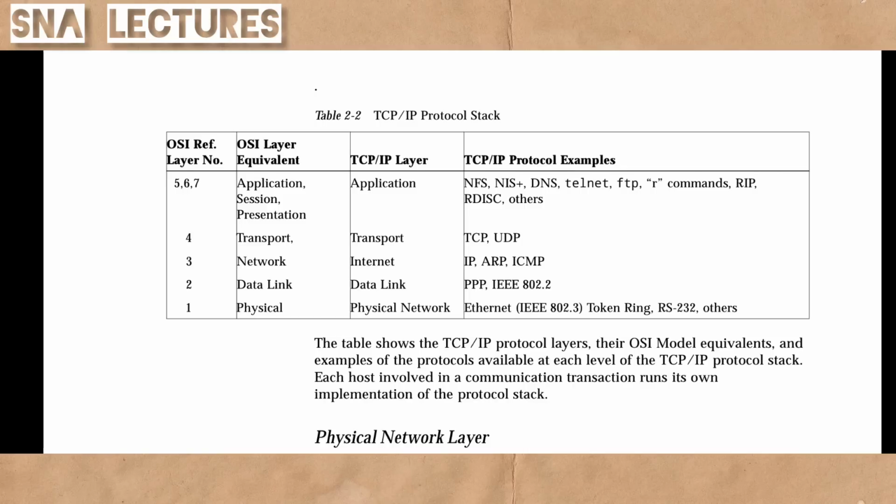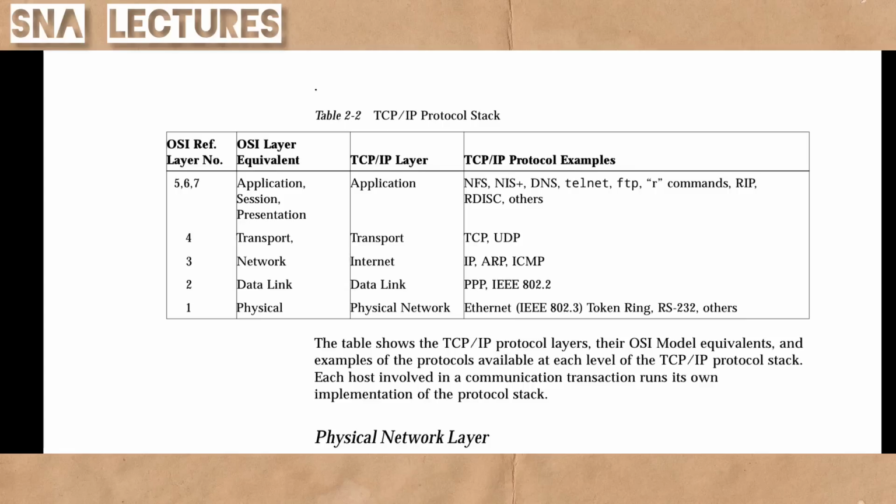First, the physical layer, which is present on the physical network, that is Ethernet, IEEE 802.3, token ring, or RS232 or others. Next, we have data link, which is the TCP/IP layer on the data link. We have PPP and IEEE 802.2. Third, we have the network layer, which is present on the internet layer, called the internet layer. Its protocols are IP, ARP, and ICMP.